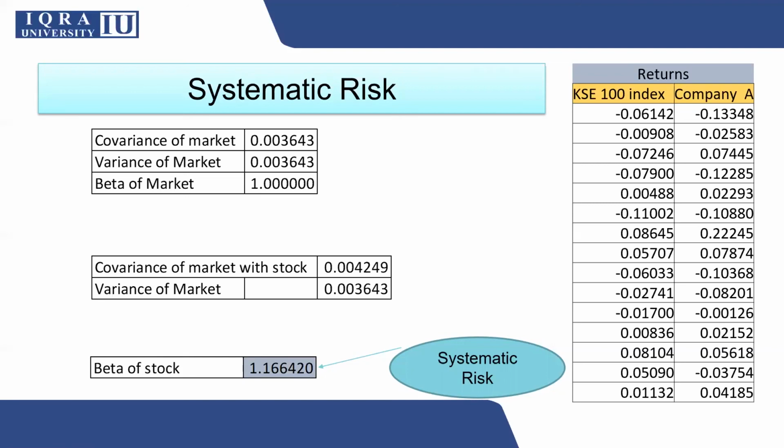This we can calculate with the help of the covariance of the market with itself, as you can see over here, divided by the variance of the market. For the systematic risk of a stock, we will take the covariance of the market with the stock and divide by the variance of the market. The resulting answer is 1.16. Remember, it is important to keep in mind that a systematic risk of more than one means it is more risky as compared to the market. And in case you get a beta of a stock which is less than one, then you can call it less risky compared to the market.